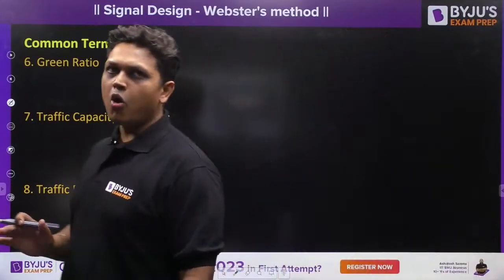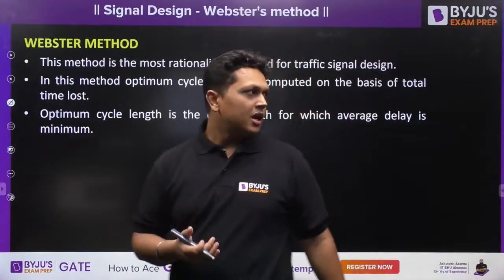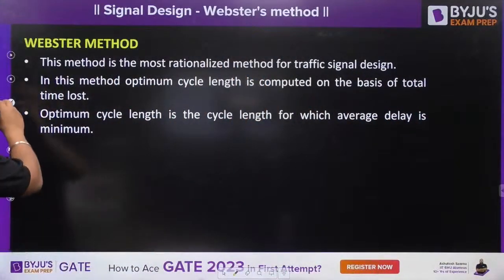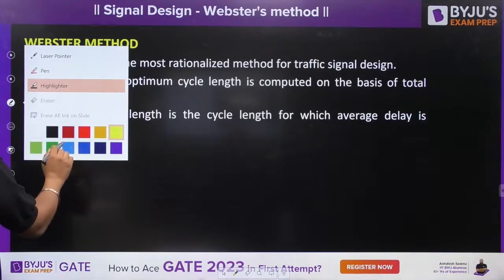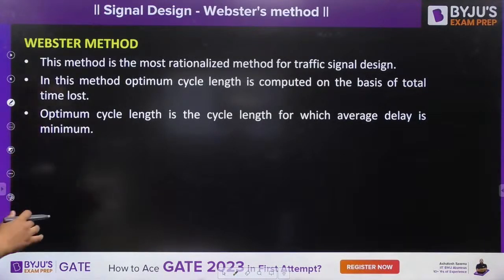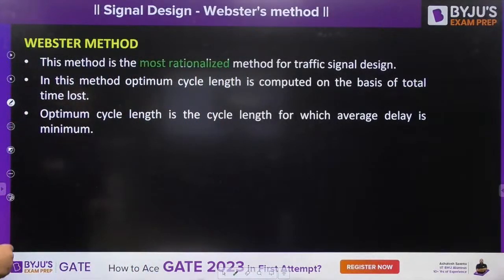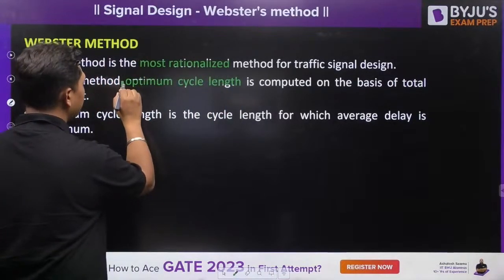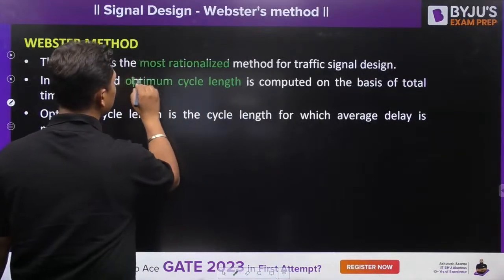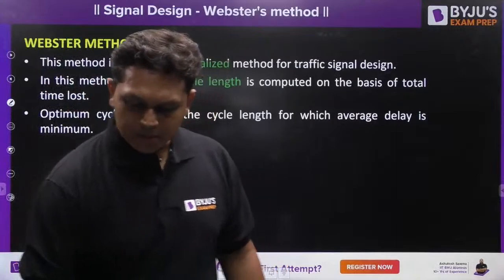All right. Now all the terminologies have been understood. Now we will go into Webster's method. Webster's method is the most rational method up till now for the design of signals. In this method we are going to get an optimum cycle length. Why do we refer to it as the optimum cycle length?